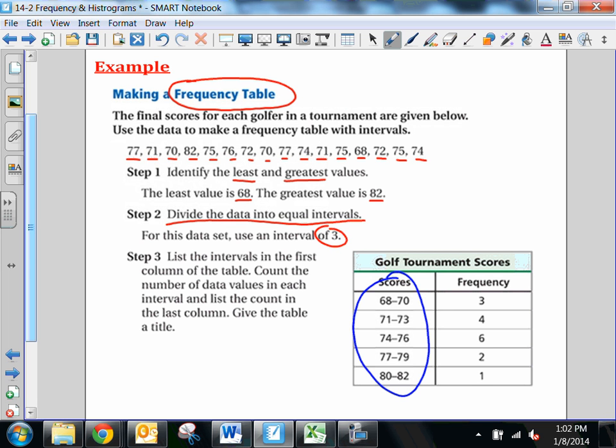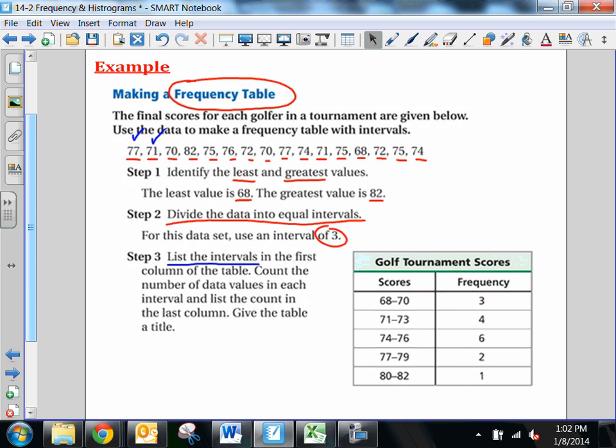And then we make lists. We list whichever intervals they fall in. So you could go through and make tally marks, and every time check off, 77 goes in this one, then 71 goes in this one, so on and so forth, and make a frequency chart, or frequency table, excuse me. It may be called a frequency chart as well.